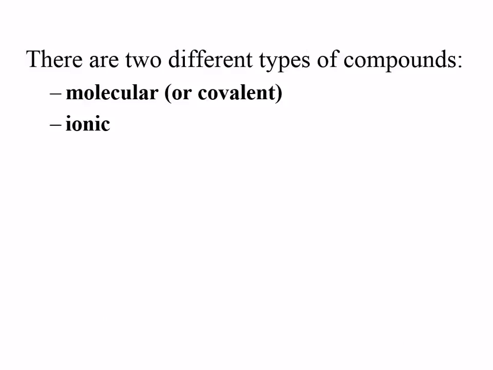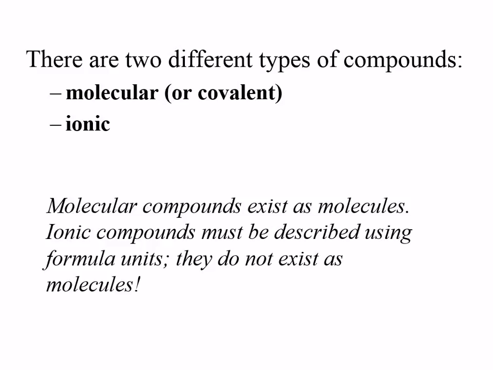Very good. And I think I mentioned this before, that actually there are 2 types of compounds. There are molecular compounds, and I think somebody asked, is that the same thing as covalent? And that is. Molecular or covalent compounds. And then we have ionic compounds. And we'll be talking more about these in this unit.